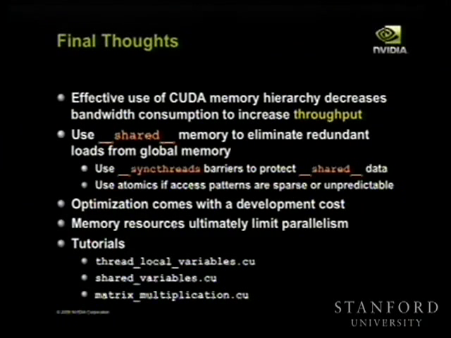As we noted, doing these optimizations typically comes with a development cost, so don't prematurely optimize. Ask yourself if it's really worth it. And finally, these memory resources are finite, and they're going to effectively limit the parallelism that you can expect to get at peak utilization. There are some tutorials up on the code site for thread local variables, shared variables, and the matrix multiply implementation.